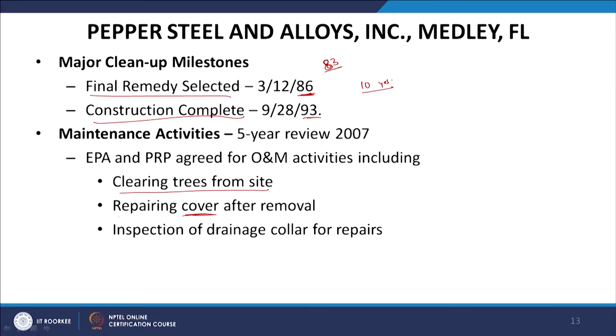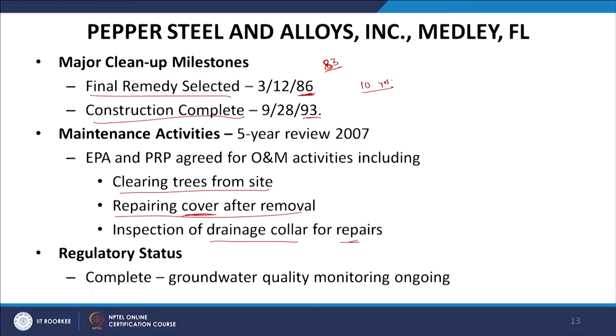So, here the repairs involved fixing the cover after removal of the trees and inspection of the drainage collar for repair. Throughout the site you are going to have a drainage collar. If you have rainfall and you have a cap, what is going to happen to this rainwater? After runoff it is going to be collected on the sides. Thus you need a drainage collar, and it looks like that is an issue here. Regulatory status was complete and groundwater quality monitoring is ongoing.